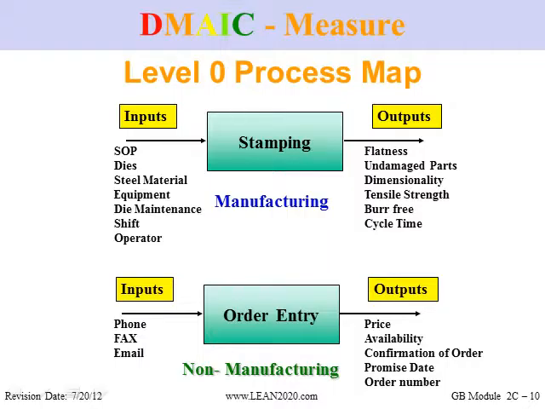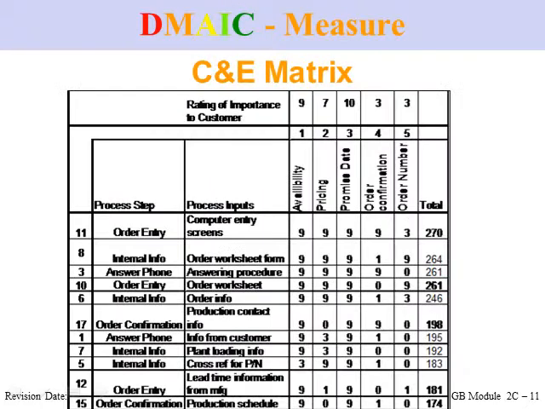So creating a level zero or a little bit more detailed process map would also be included in the measure phase, because what we're trying to, again, identify are what are all those inputs to our process? What are the important outputs to our process? What are those process steps looking like? So where are we? What does my process look like? Create a process map as well.